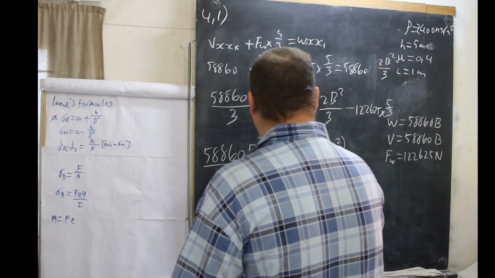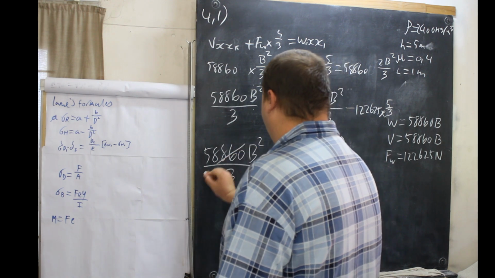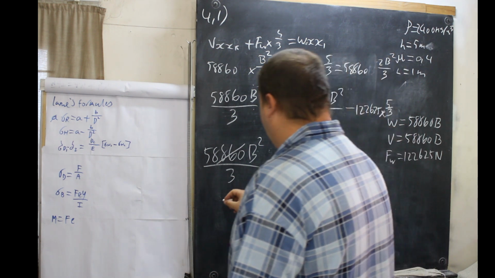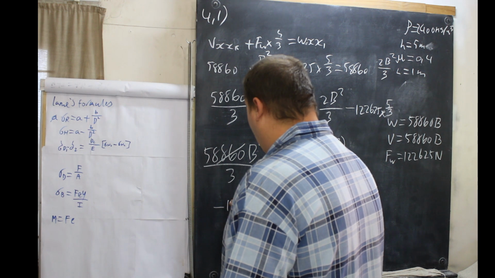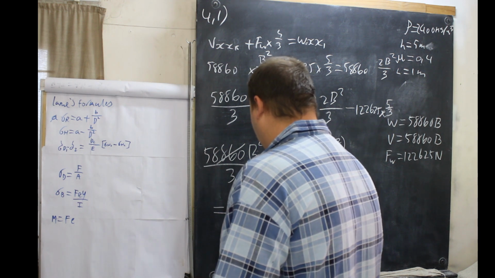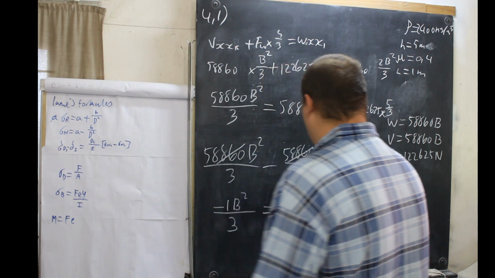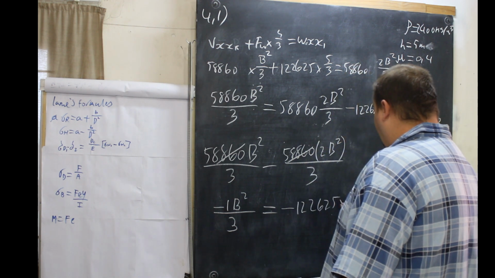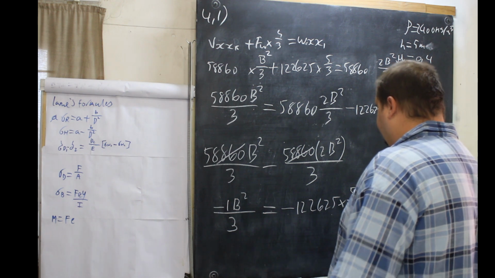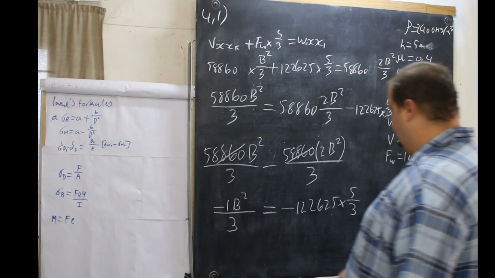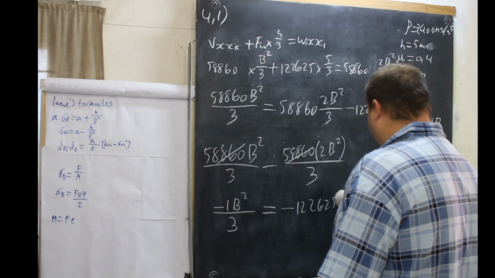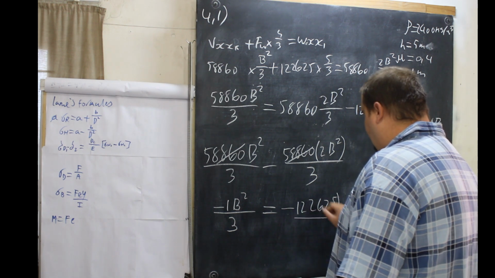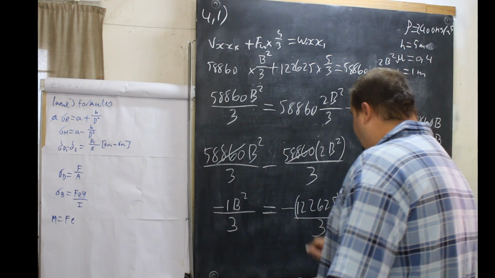Okay, now this and this are eliminated. So b minus 2b is minus 1b. So minus 1b squared over 3 equals minus 122,625 times 5 over 3. So now what we can do is take this, so that's times by 5, so put that in a bracket, times by 5 over 3.